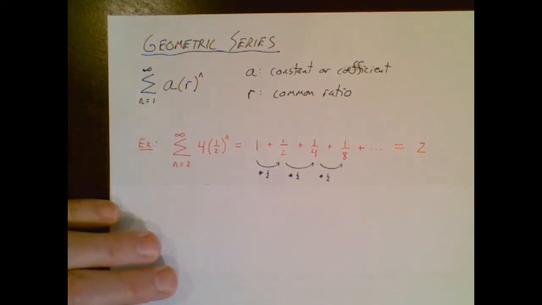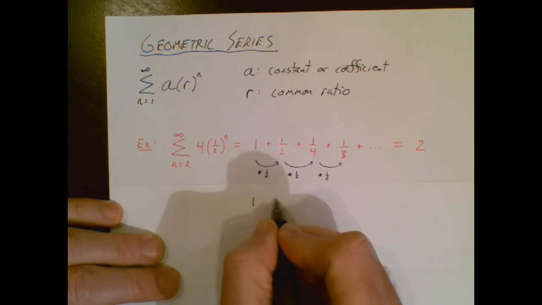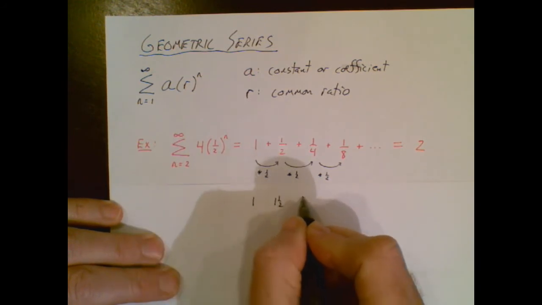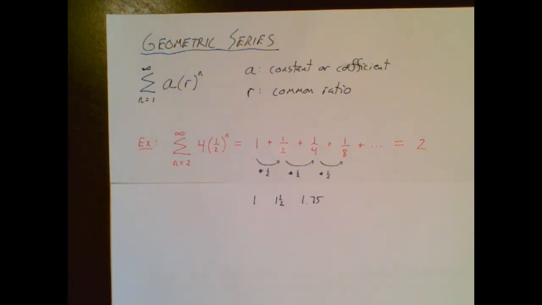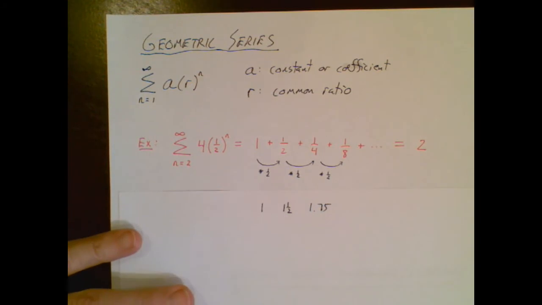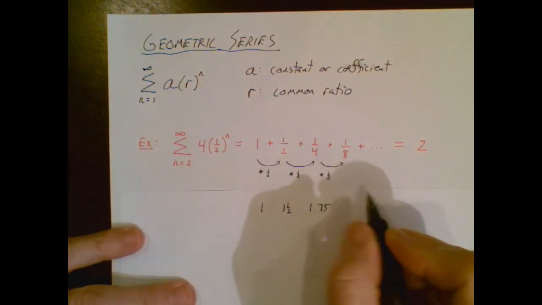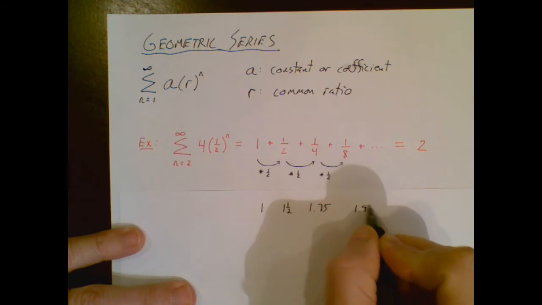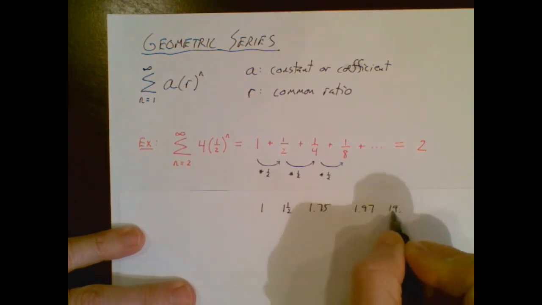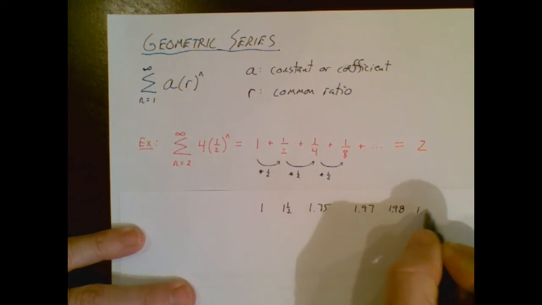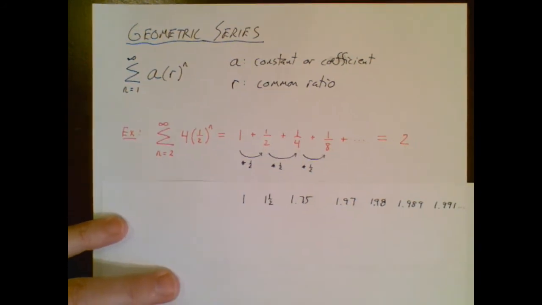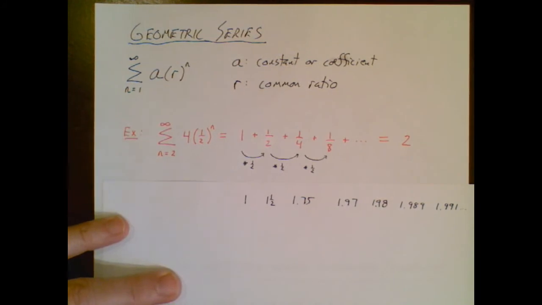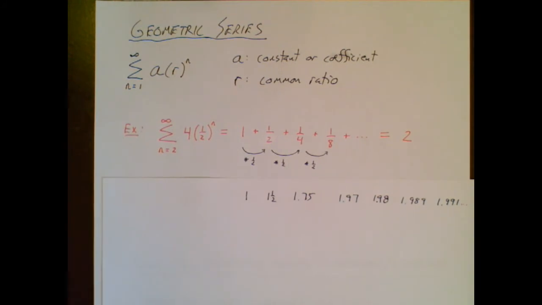If I was doing the sequence of partial sums, the first one would be 1, then I would have 1.5, then 1.75, and I could keep going on that. I'm going to make these numbers up. I might eventually get to 1.97, then 1.98, 1.989, 1.991, and you would see some sort of trend where I'm closing in on 2. I'll never get there, but I'm going to get so darn close you can't believe it.